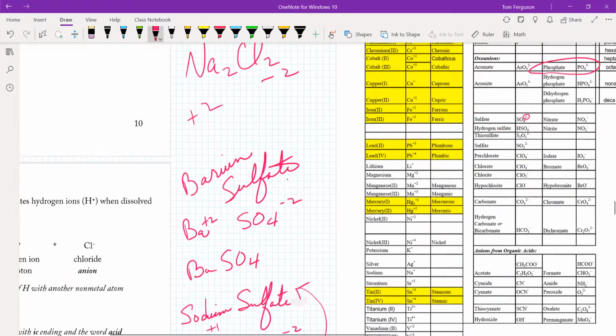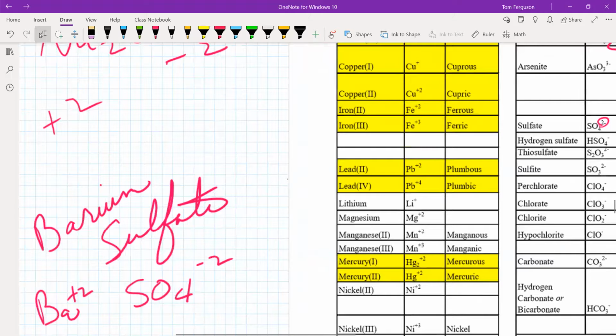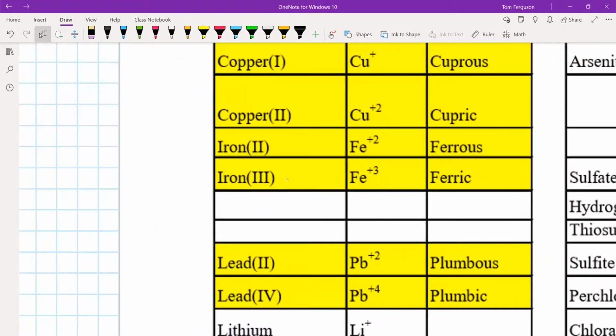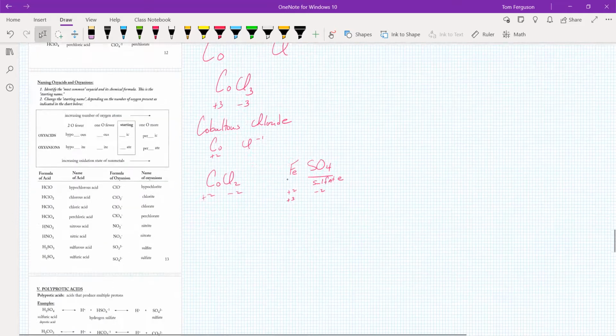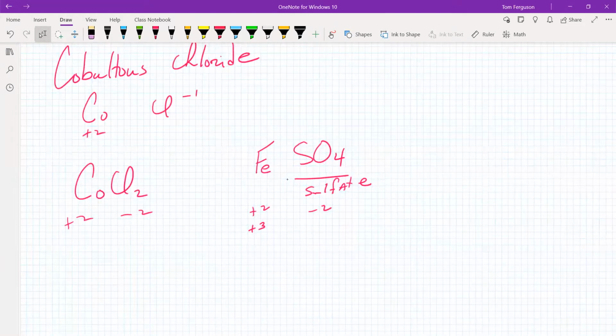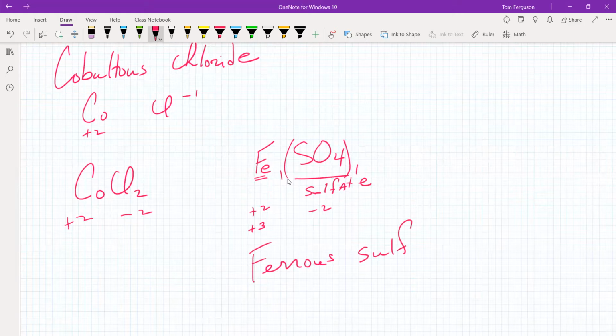Is it ferrous? Okay, so ferrous is +2, ferric is +3. I'm going to guess it's +2, so ferric. Well, how many irons are here? 1. How many sulfates are here? 1. So that means 1 iron has to be equal to 1 sulfate. Well, sulfate's -2. That automatically makes the iron ferrous. Ferrous or +2, exactly. So that means that's going to be ferrous sulfate.